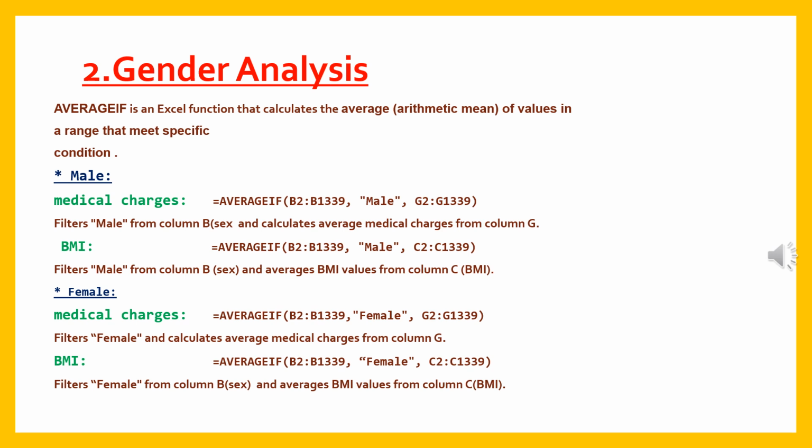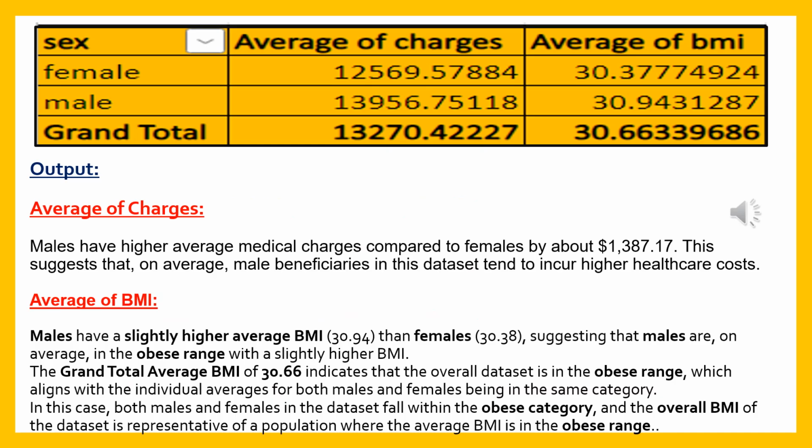Gender analysis. AVERAGEIF is an Excel function which will calculate the mean value of cells that meet specific conditions. So this is the formula for male and female, where it will calculate medical charges and BMI. For visualization, I have used a pivot table because it summarizes the entire data set. Also, it gives a grand total.